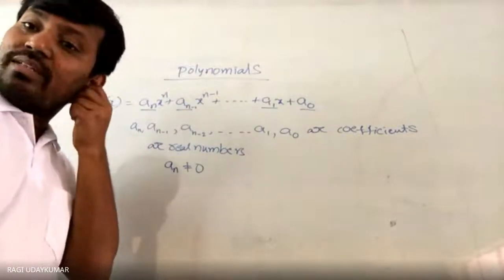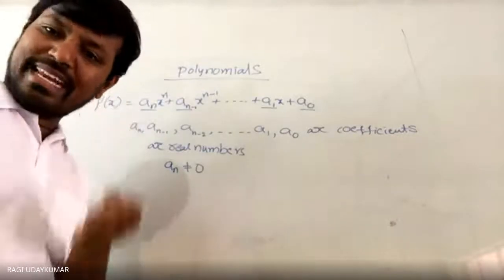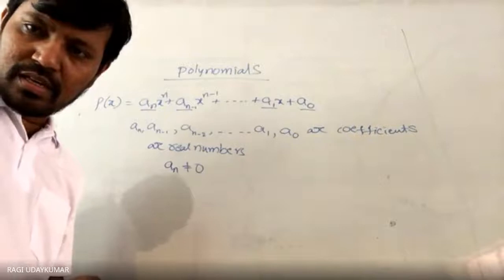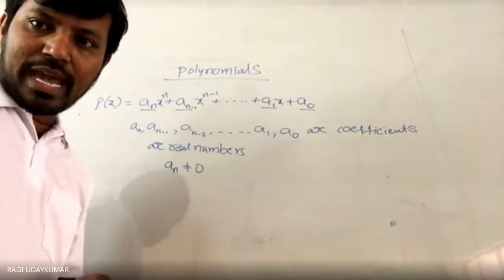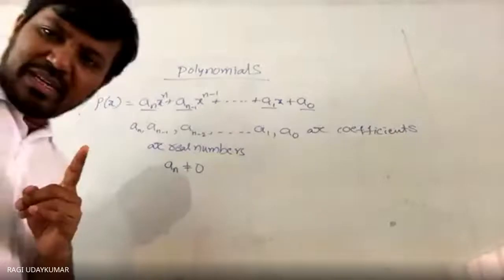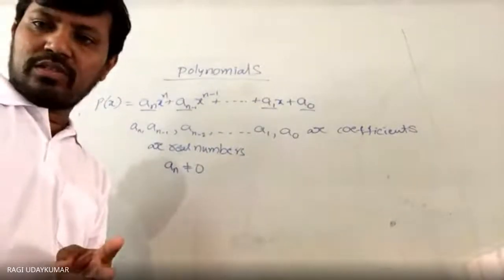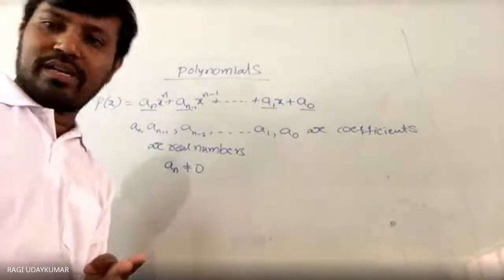If the degree is 1, then it is a linear polynomial. Okay? Can you hear me? Yes, sir. Degree 1 means linear, degree 2 means quadratic, degree 3 cubic, degree 4 biquadratic.